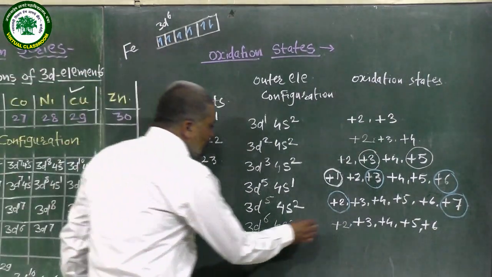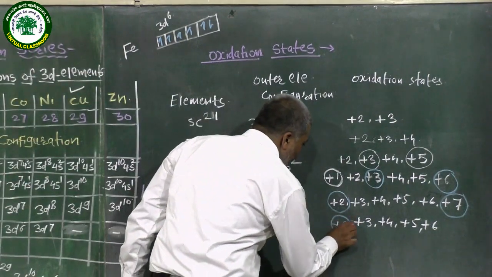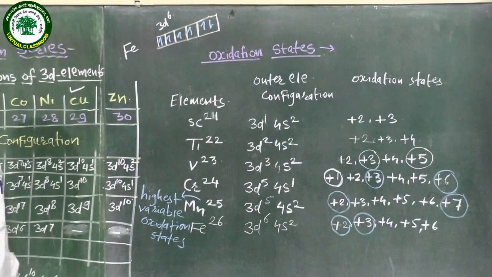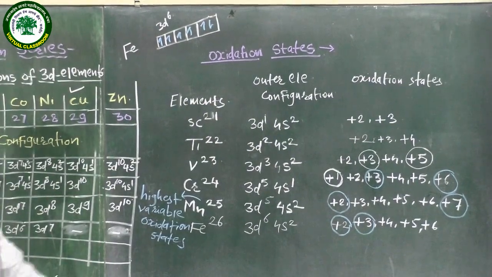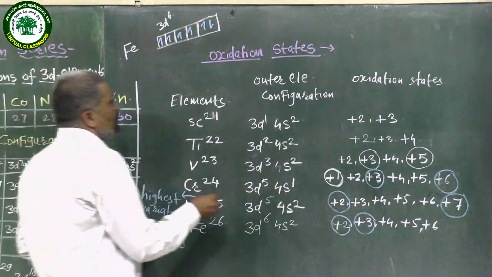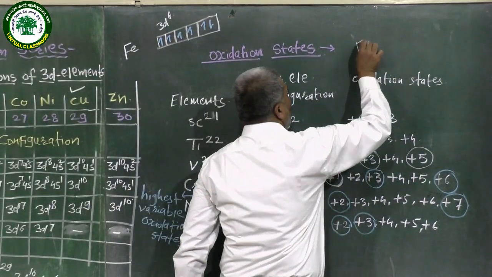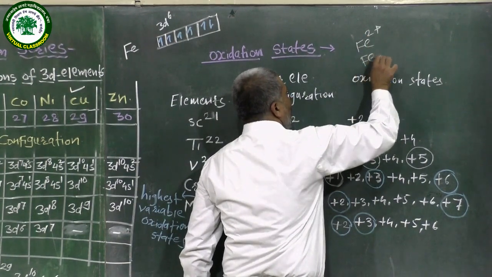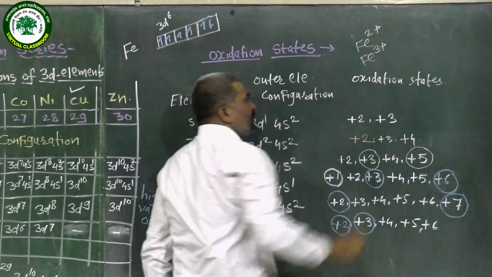In iron, these 2 oxidation states, +2 and +3, are the most stable oxidation states, and we know that Fe is always present in the Fe dipositive or Fe tripositive states.